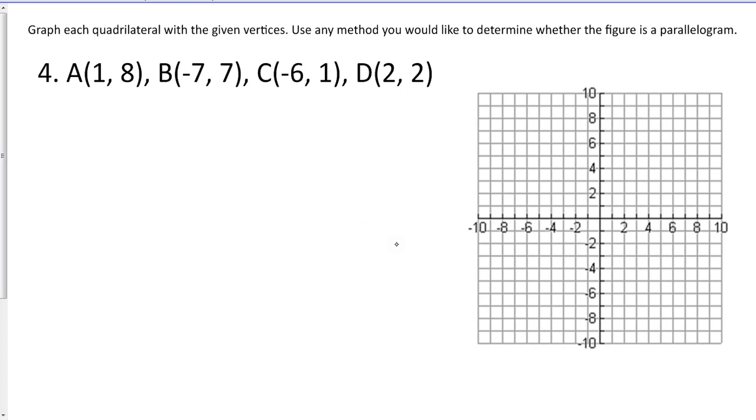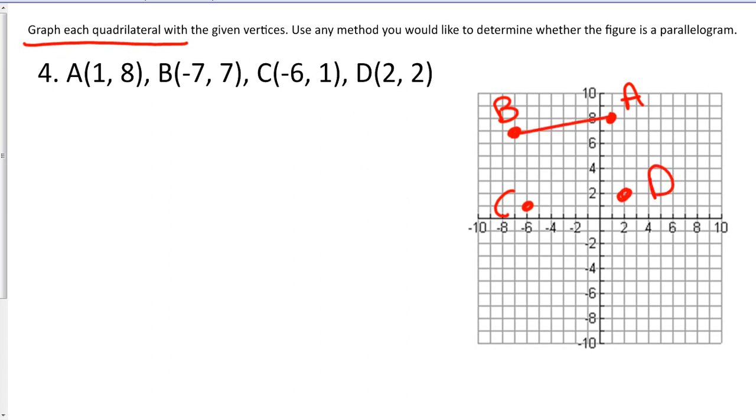Now, the first thing that we're going to do is, obviously, it says graph, so we're going to want to graph. And I'm just going to graph all of my points. A is at 1, 8, and please remember to label so that you know what you're doing and what you're looking at. So A is at 1, 8, B is at negative 7, 7, right? C is at negative 6, 1, is right here. And D is at 2, 2.